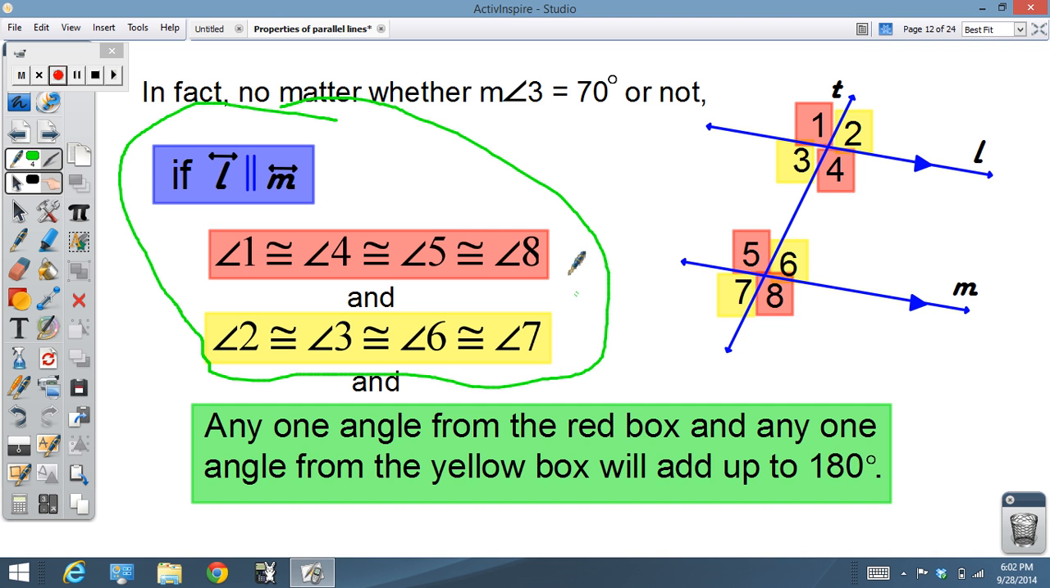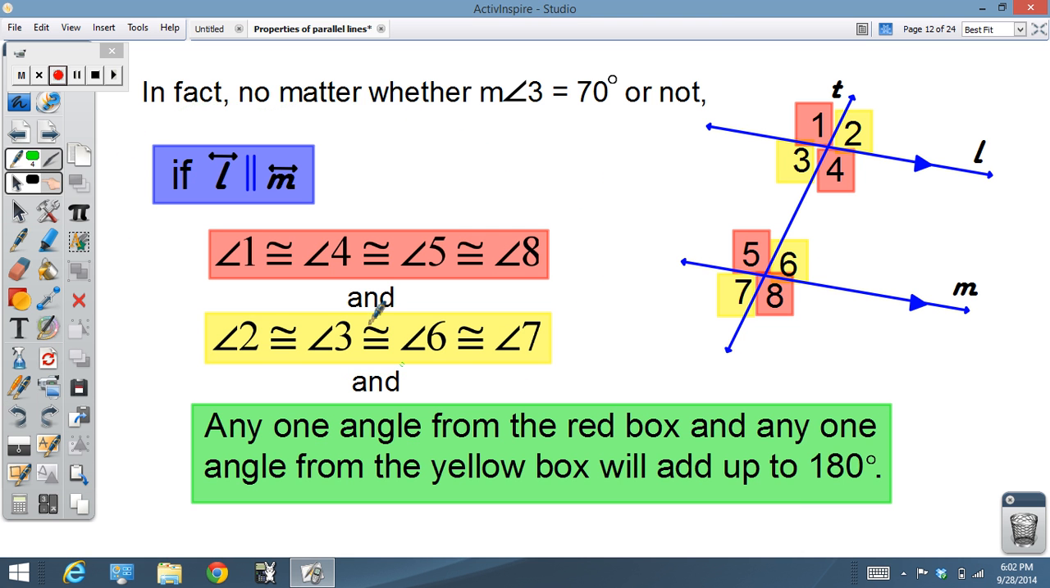And all 4 of those yellow angles also have to be congruent. Not only that, any one of the red colored angles and any one of the yellow colored angles have to add up to 180. So if you need to digest that, pause the video. But all of the red angles are congruent. All of the yellow are congruent. And any one out of the red plus any one out of the yellow have to add up to 180 if lines L and M are parallel. Okay.